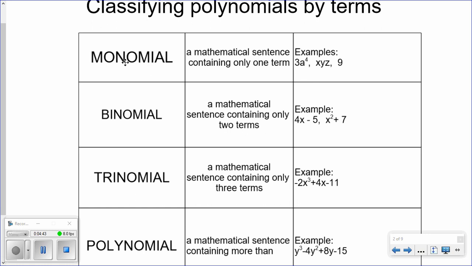So that's monomials and binomials. Trinomials is a polynomial with three terms. So an example would be negative 2x cubed is one term, 4x is another term, and negative 11 is another term. So it's got 3 altogether. Remember that because tri means 3, like triangle, triceratops, tricycle. There's other tri words I can't think of. Anyway, so those are the 3 very specific ones based on how many terms it is.